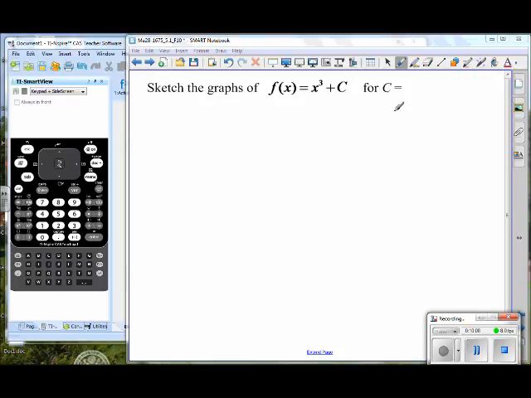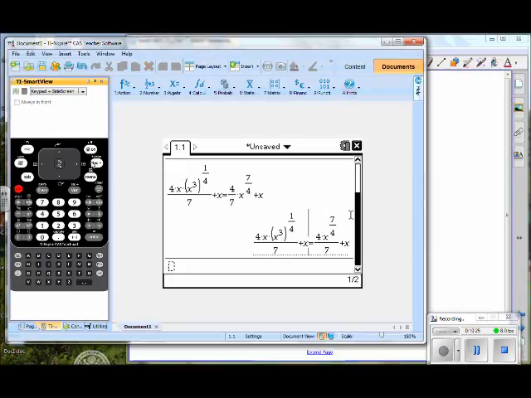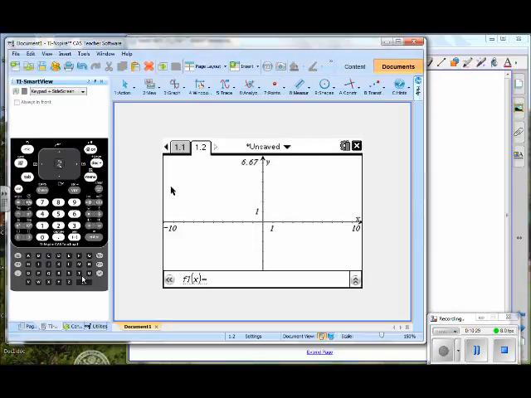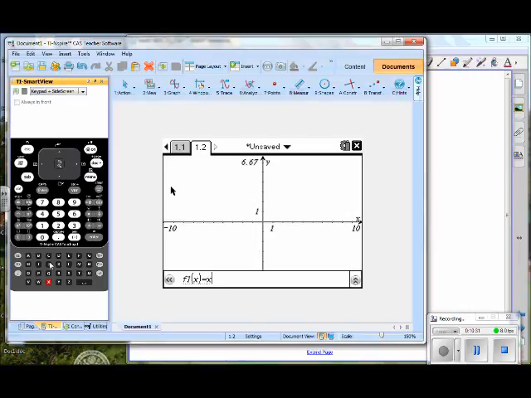If we were in class together, what I would do is assign certain groups of you to have different values of c. So we'll just do this together here. Let's say that c is equal to, well, we'll start with c is equal to 0. I'm going to go over here. We're going to pick up a graph page here. And I'm going to put in x cubed. And that is our function.